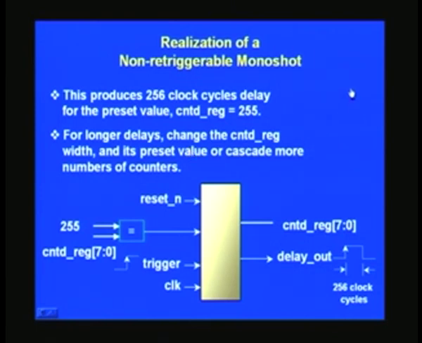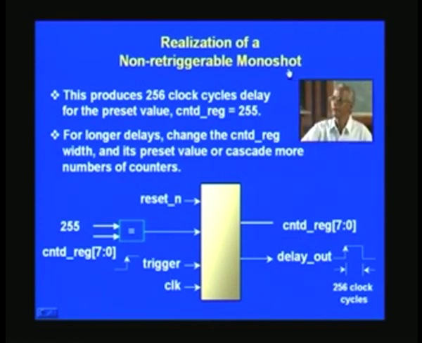Next we will consider how to realize a monoshot, and it is a non-triggerable monoshot as such, with a desired delay of let us say 256 clock cycles, and for this you need to set the value of 255. Always bear in mind the delay you get is 1 clock cycle more than what you set, and if you want longer delays you can either cascade more number of counters or increase the bit precision of this counter, and you have ample choice on that score.